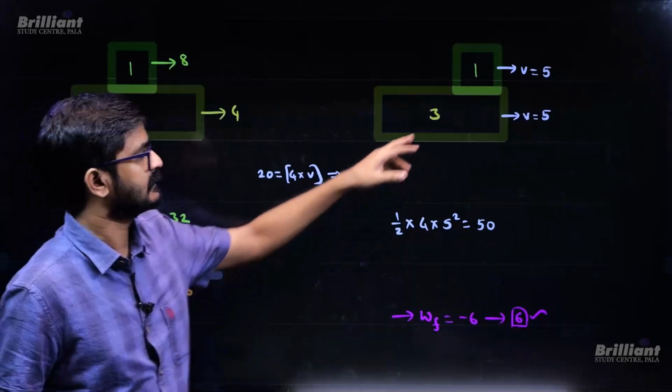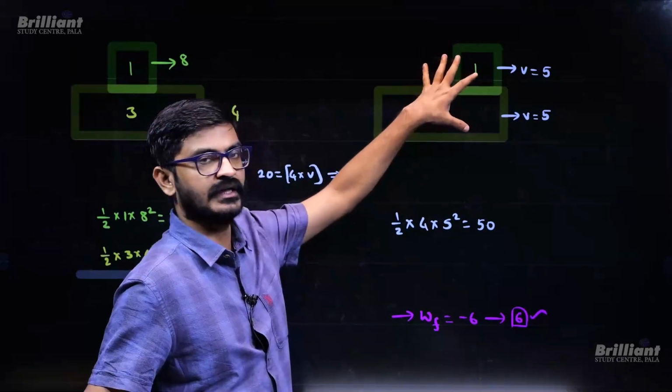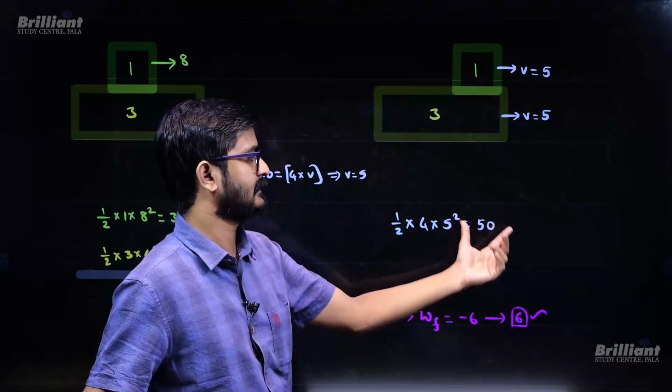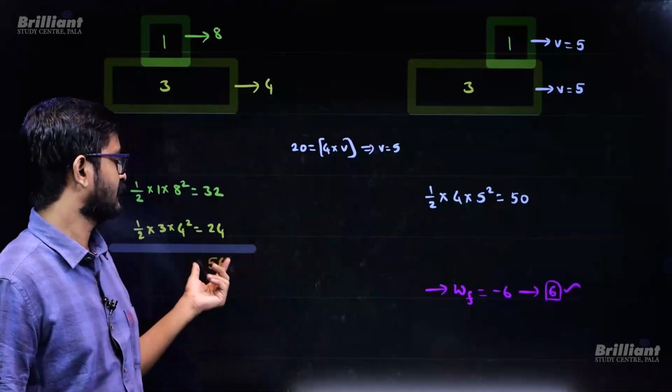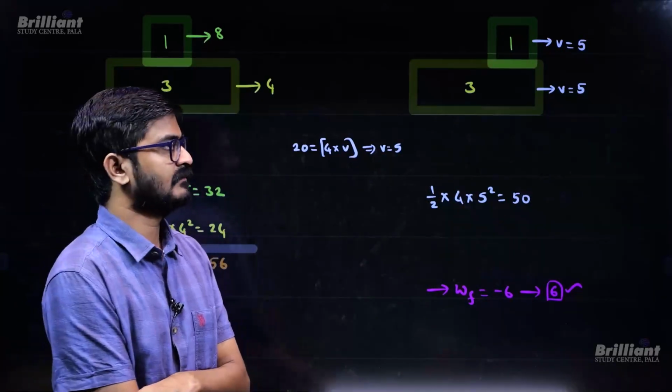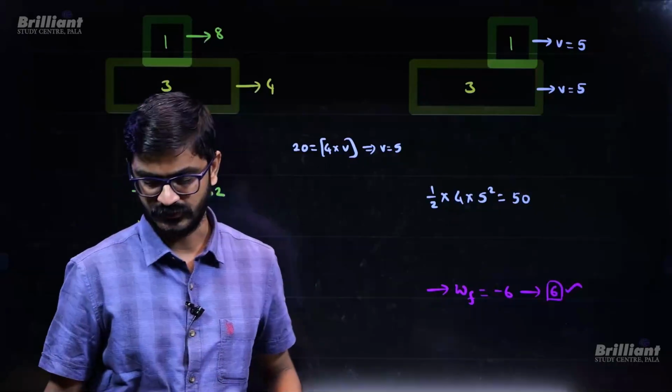The final kinetic energy is half into m into v square, since this looks like a single block moving with speed 5, so the final kinetic energy is 50. Initial kinetic energy is 56, final kinetic energy is 50. Where did the remaining 6 go? It went as heat, because work is done by a non-conservative force, friction.